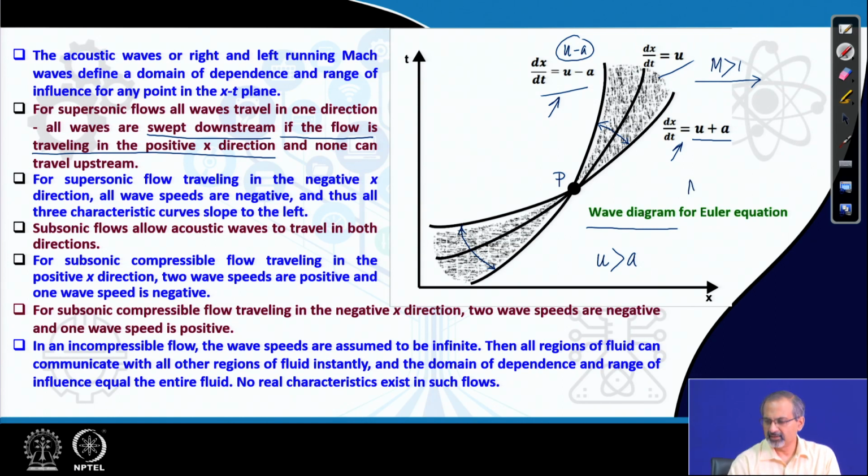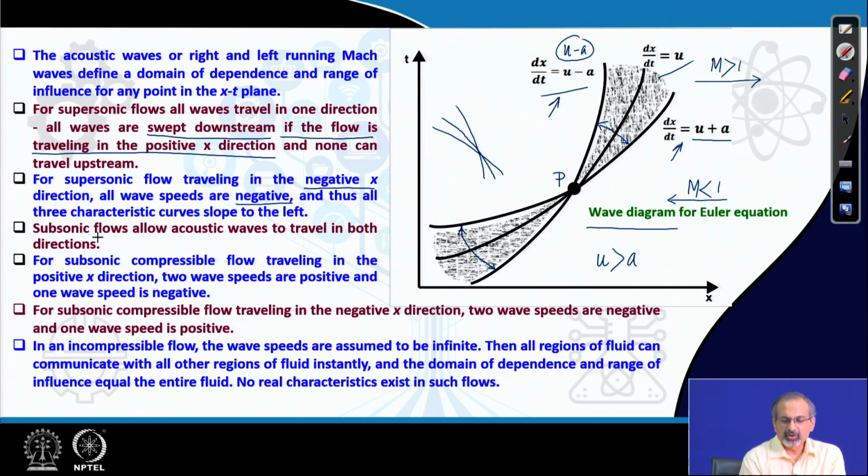Now, that happens if you have a supersonic flow moving towards the right. What happens if a supersonic flow is moving towards the left? That means towards the negative x direction. Then all wave speeds are negative. That means they will all slope towards the negative x direction. That is how they will look like, and none can travel upstream.